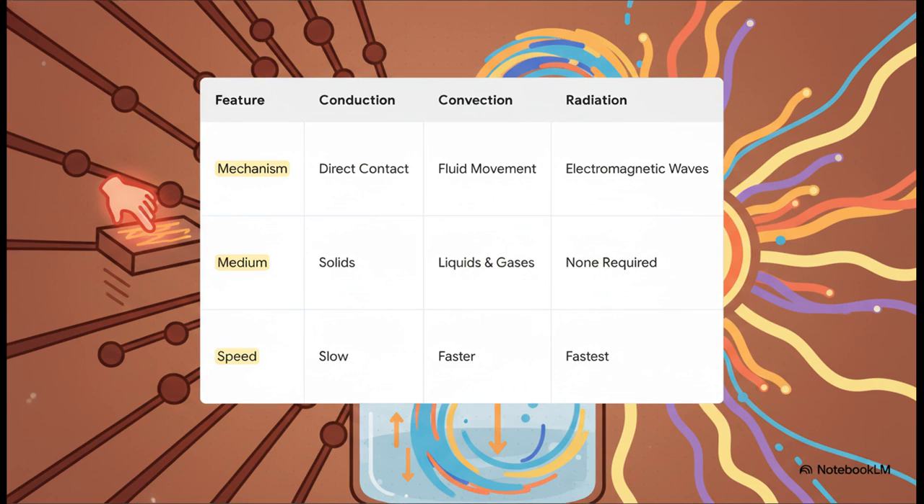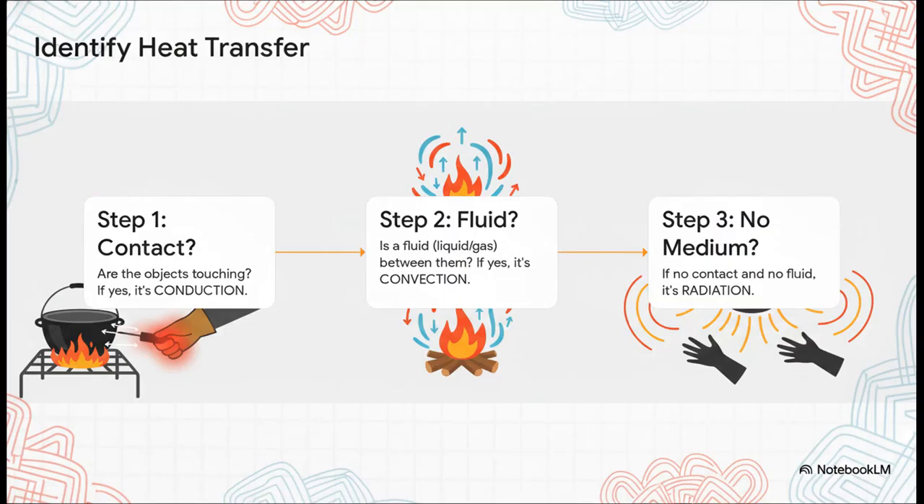This little table gives you a super clear, at-a-glance comparison. So, conduction: slow, needs touch. Convection: a bit faster, needs a moving fluid. And then there's radiation, the speed demon of the group, traveling at the speed of light and needing no medium at all. So, just by asking these 3 simple questions in order, you can figure out the type of heat transfer happening almost anywhere.